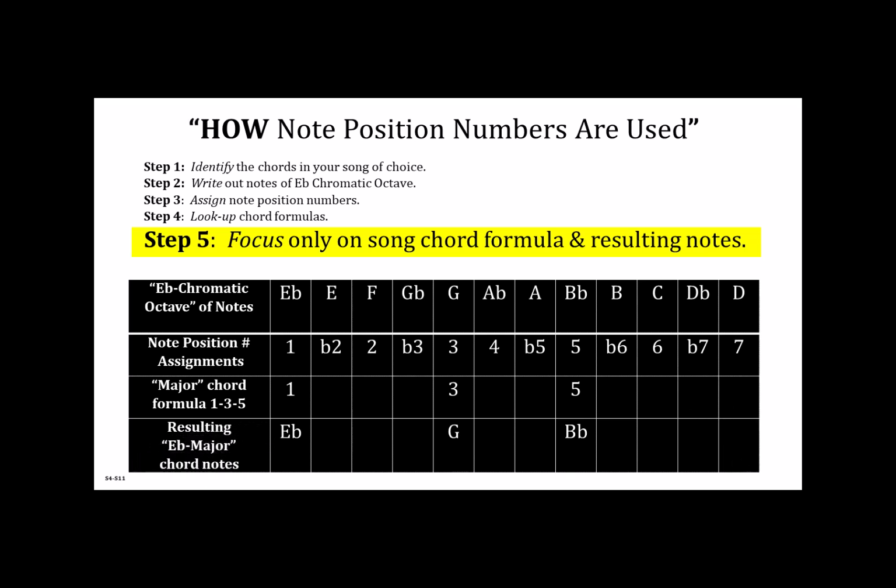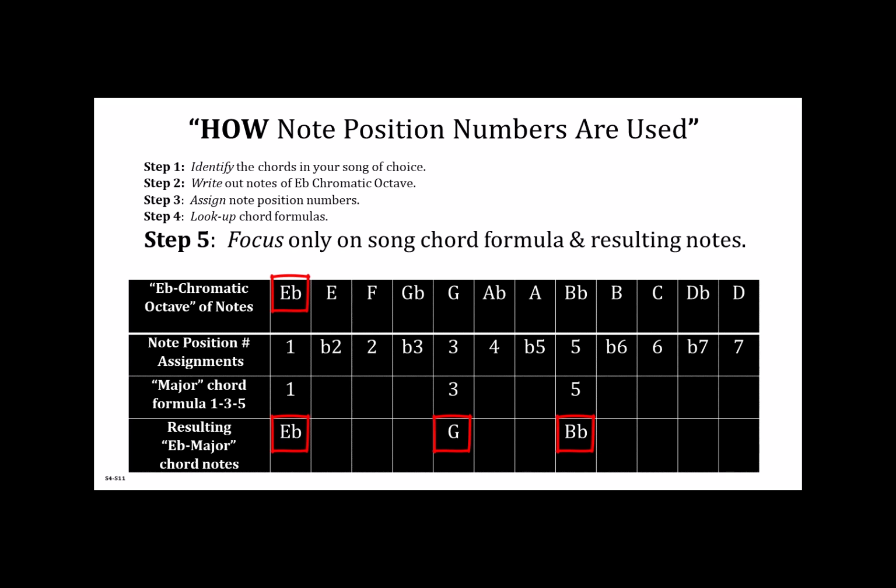My last step in describing this 5-step process is where we now only have to focus on the 3 note position numbers of the chord formula, and then the notes that they were assigned to initially. You can see this chart we brought back again, so we built that. We started with the octave of notes, then the note position assignments, and now because we knew the chord formula, we're still using this E flat as the first chord example, we can see that we need only note positions 1, 3, and 5, which is the formula, and then you can see the resulting notes. It's the same as where we started.